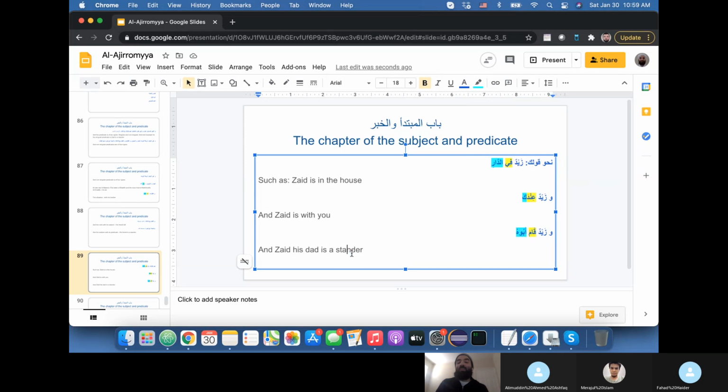The reason I included "stander" was to translate word by word. I'm sorry, this is actually wrong. I translated it wrong. I should say "his dad stood," because this is a verb. I confused it with the next example. Stood is a verb, and the subject is dad. His dad stood is the predicate for our sentence, or for the subject, which is Zayd. Zaydun qama abuhu. Any questions so far?